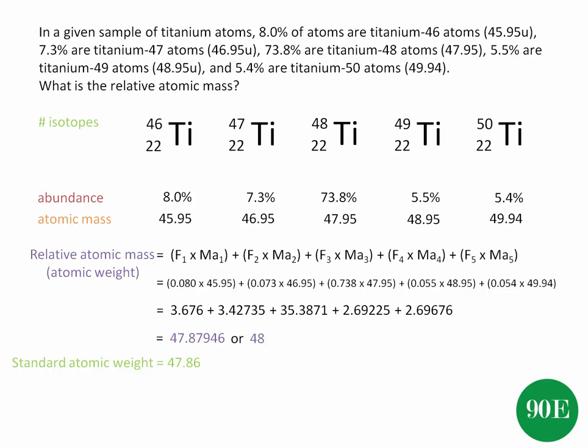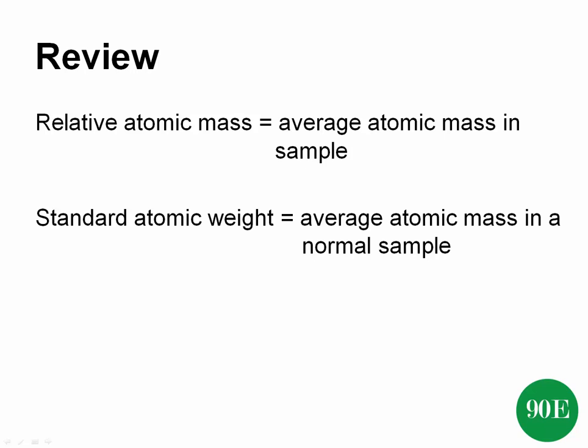So, to review, the relative atomic mass of a sample is basically the average atomic mass in that sample, whereas the standard atomic weight is the average atomic mass in a normal sample. And we've worked through 3 different examples in this video.